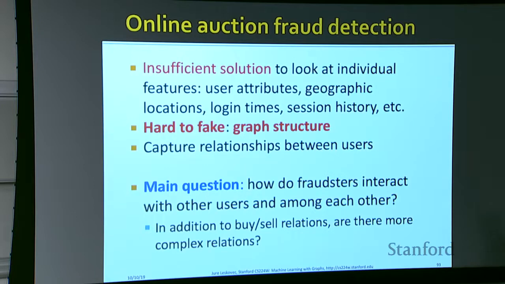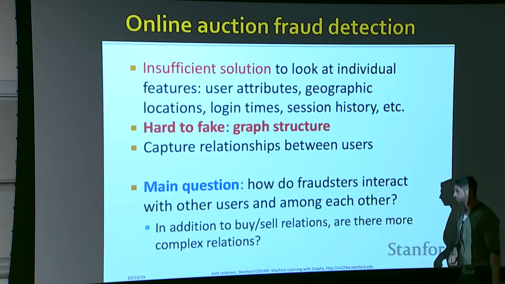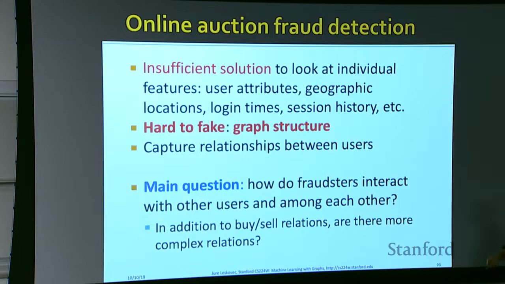So as we said before, looking just at the individual features is often insufficient. Using just the user attributes or the login times and session history is often not enough. What is harder to fake is the graph structure, okay? So basically we want to see if we can capture the relationships between users, and if these relationships can help us identify who the fraudsters are, okay? So our main question is, how do they interact with other users and among each other? We want to do a user behavior analysis of the fraudsters.